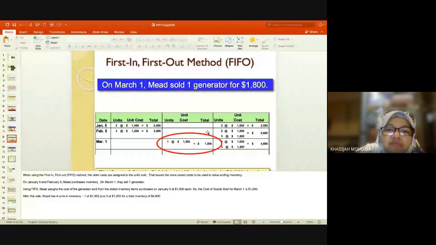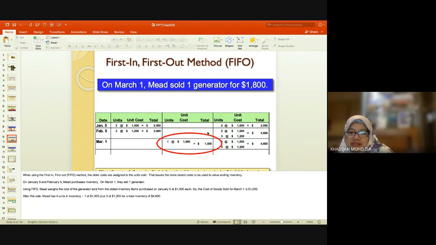Okay, first in, first out means that when you want to sell your goods, the cost must be the one first in the balance, right? First in, first out. So the old stock must go out first. Do you get that? So old stock first in, and when you sell, you must sell the old stock first. That's why it's called the first in, first out method.